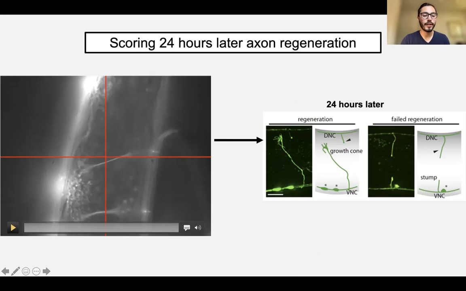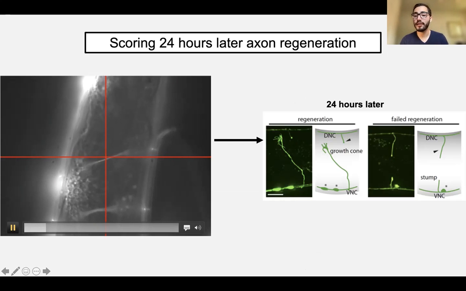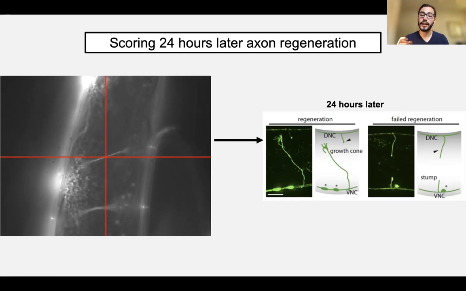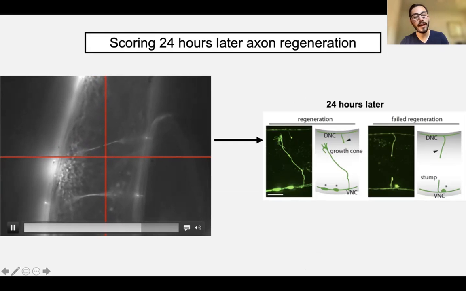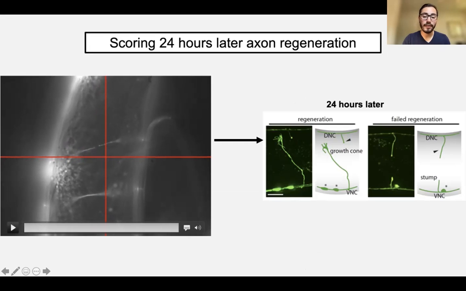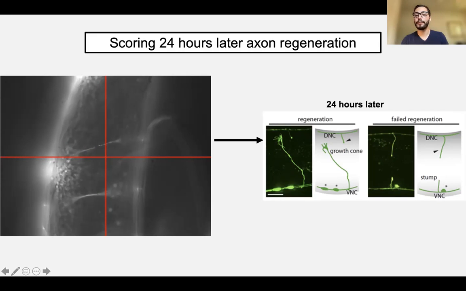Right here is a little image of how we cut axons. So we use a pulse laser system in which we visualize these animals under a very high magnification microscope and sever axons in the middle of the worm, or the midline of the worm. And following 24 hours, I score regeneration as either positive or failed regeneration.